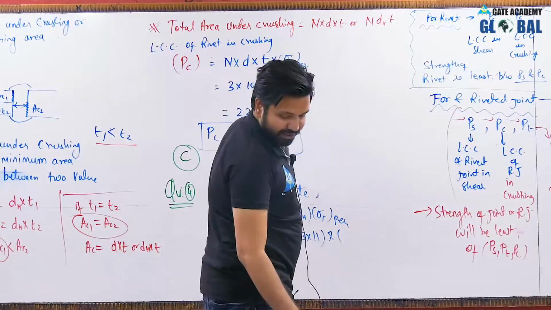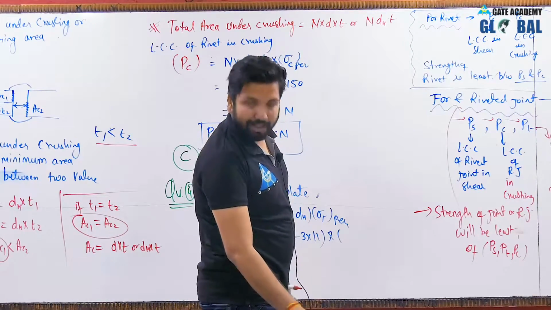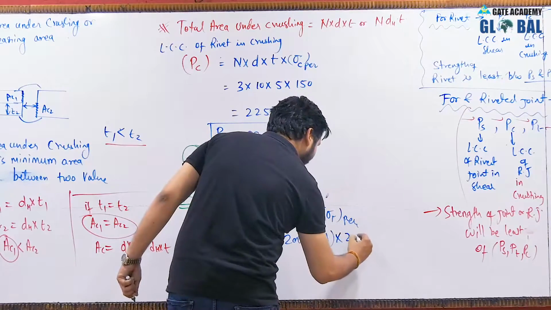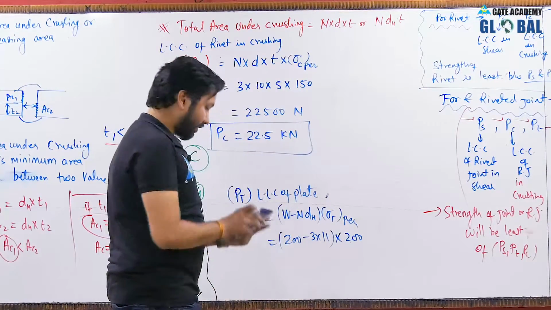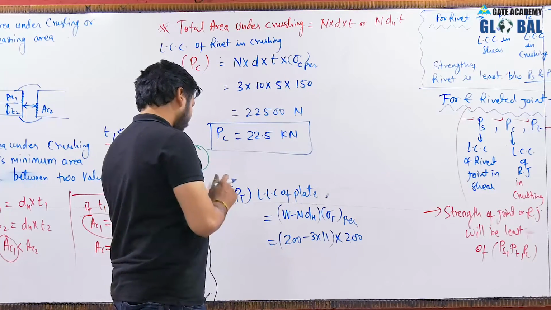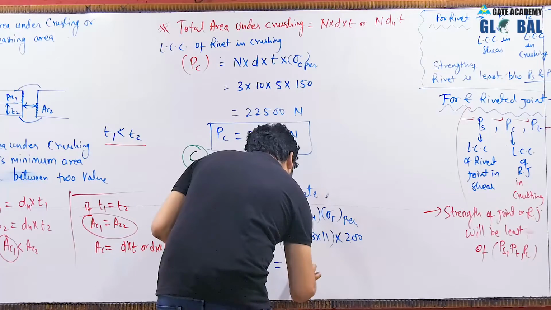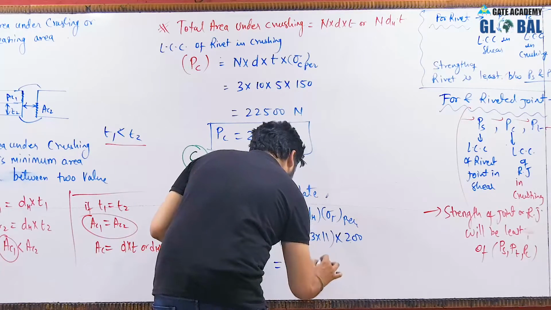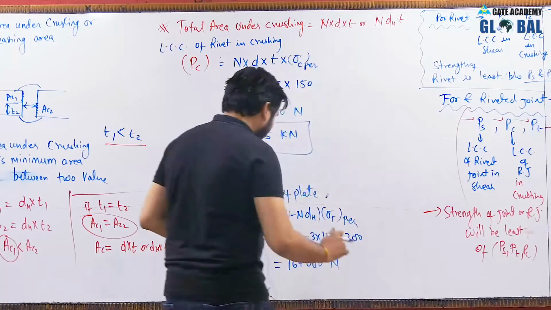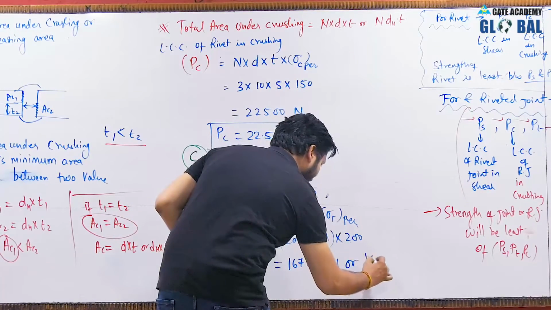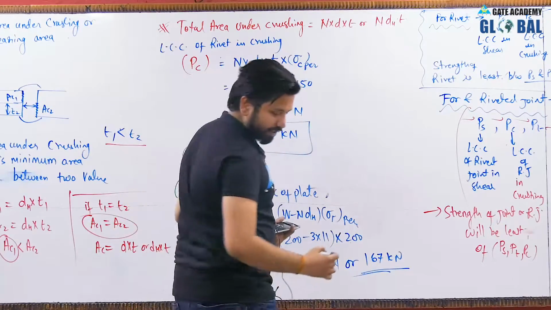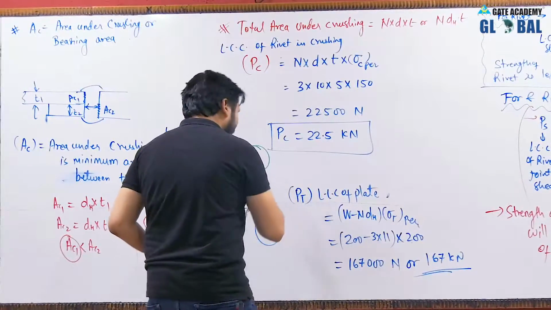The permissible tensile stress in the plate is 200 megapascal, that means 200 Newton per mm square. So multiplied by 200 Newton per mm square. Now let us calculate. This will be 16700 Newton, which can also be written as 167 kilonewton. So according to our answer, option C will be the right choice.